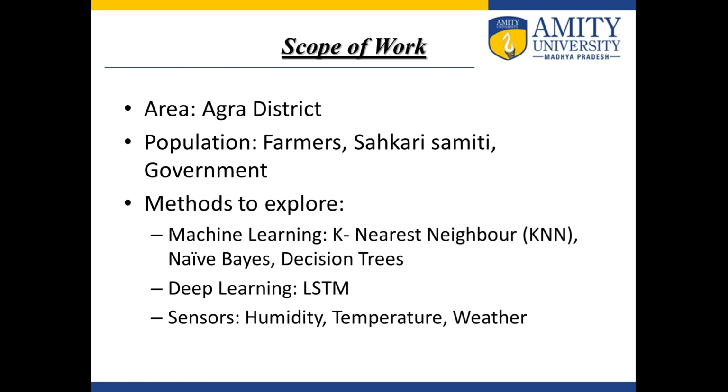Nearest neighbor method, k nearest neighbor method, naive Bayes method, decision trees method, support vector regression. There are many methods, so we have to explore all of them. If we talk about the k nearest neighbor method, what is the basic idea of using it? If we want to sell our products to the market or mandi, we have to calculate what is the best place to sell our product.